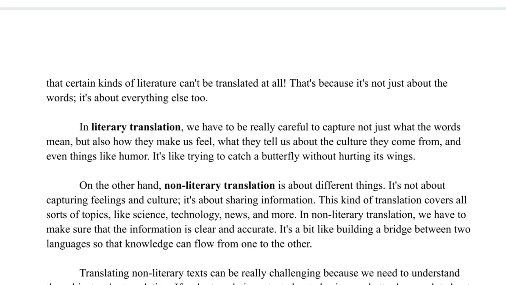In literary translation, we have to be really careful to capture not just what the words mean, but also how they make us feel, what they tell us about the culture they come from, even things like humor. It's like trying to catch a butterfly without hurting its wings.